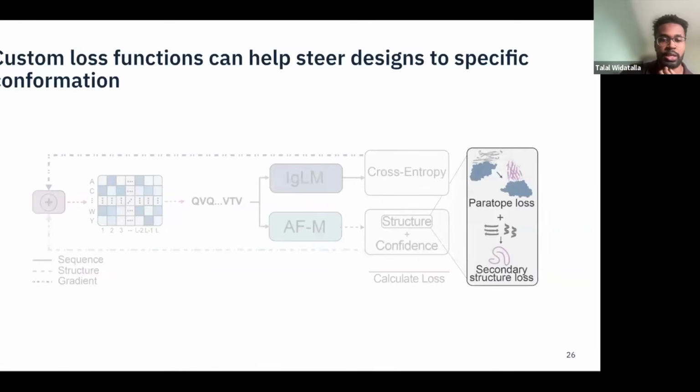Next slide. In addition to the framework loss, we also use two secondary structural losses. Next slide.